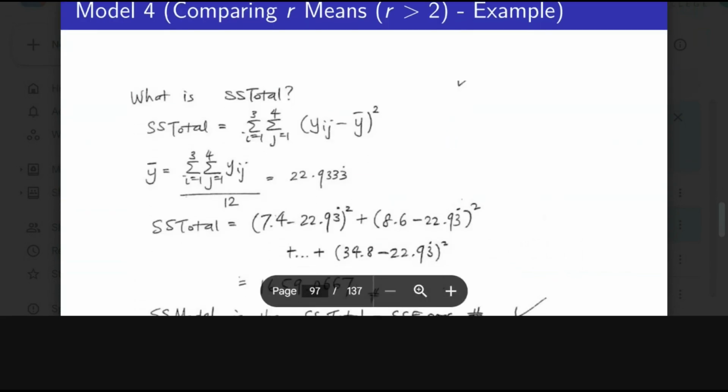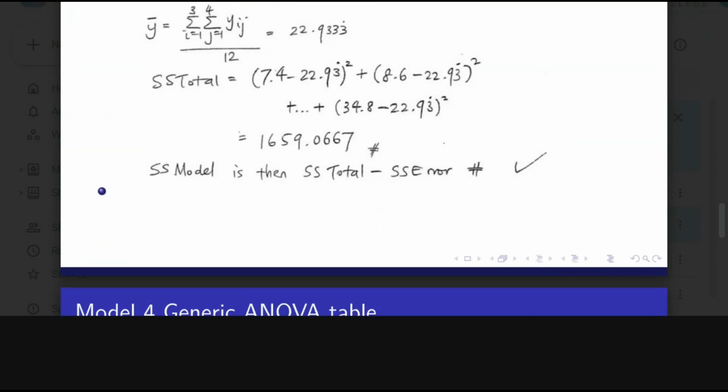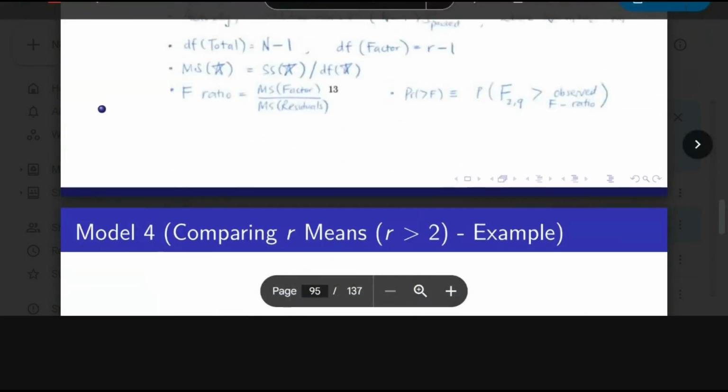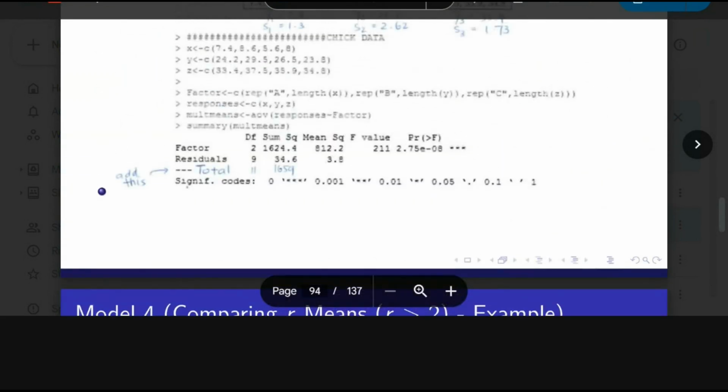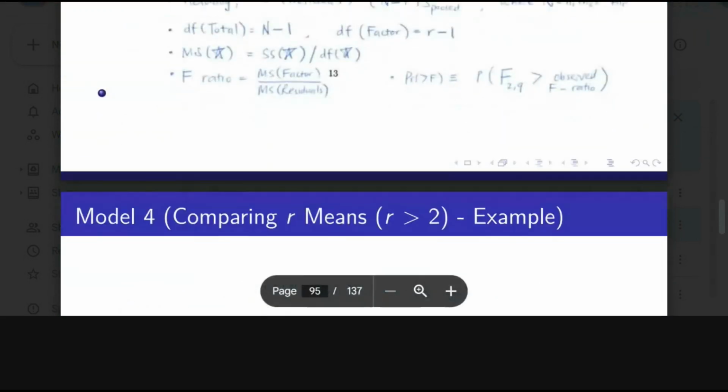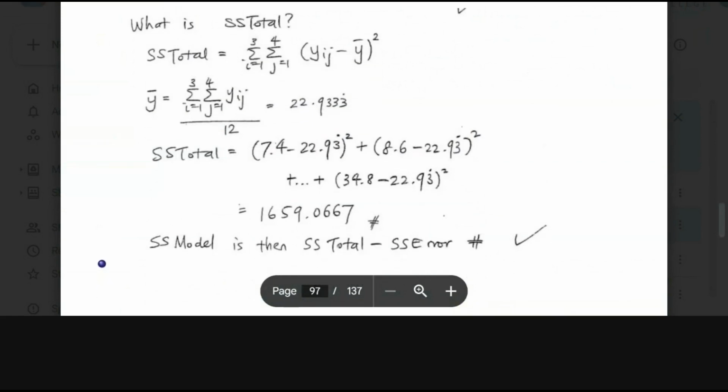Then I also demonstrate SS total, very tedious as well. For this one, for every chicken, you subtract the grand mean, which of course you can simply find by adding up all the chicken weights divided by 12. If you really did this, you'll find that you get 1659, and this 1659 is the thing that you see in the total SS. Okay, so we have this as well.